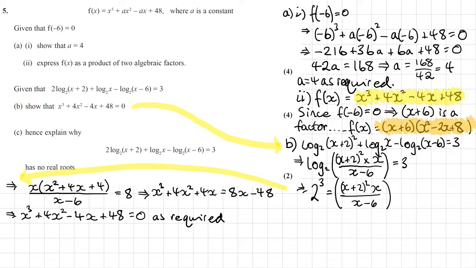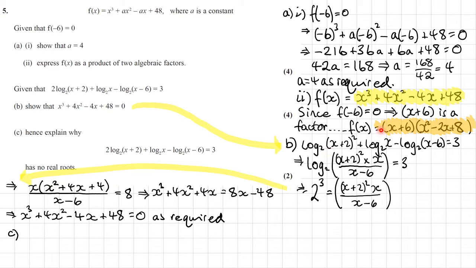And then lastly, part C says, hence explain why that same expression that we had here, I'm not going to read it all out again, has no real roots. Right, to help us do that, we need to look back at what we've got here. So we can work out the roots from this, see if they're roots, and see if there's any problems. So let's start with this part here.